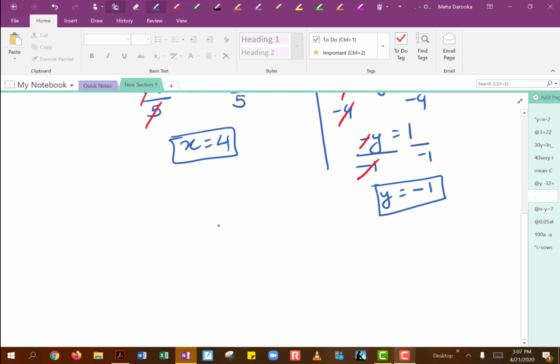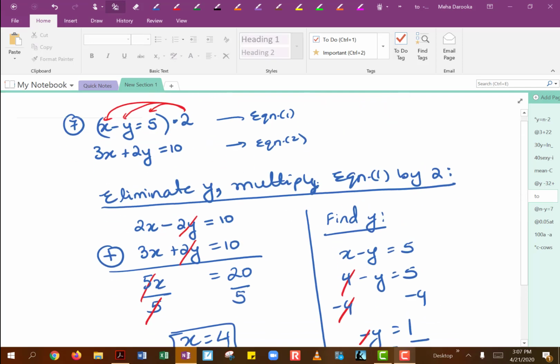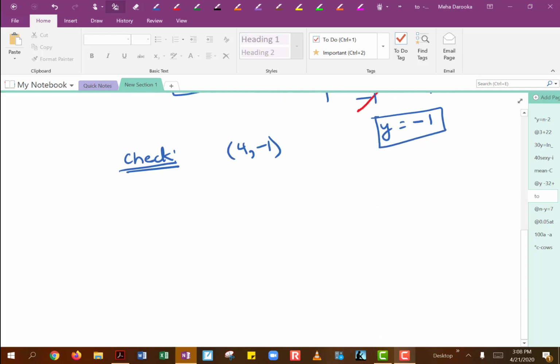So you're basically looking at the ordered pair 4 comma negative 1, but remember, we need to check our solution and make sure this will work for both of the original equations, right? So we'll go ahead and substitute that and make sure we're getting a true statement for both of these.